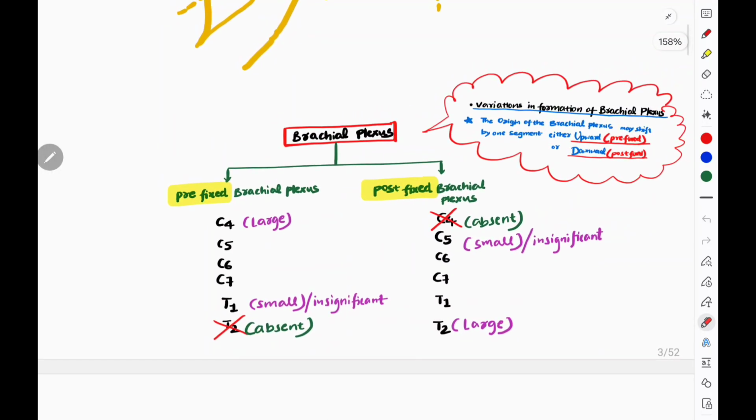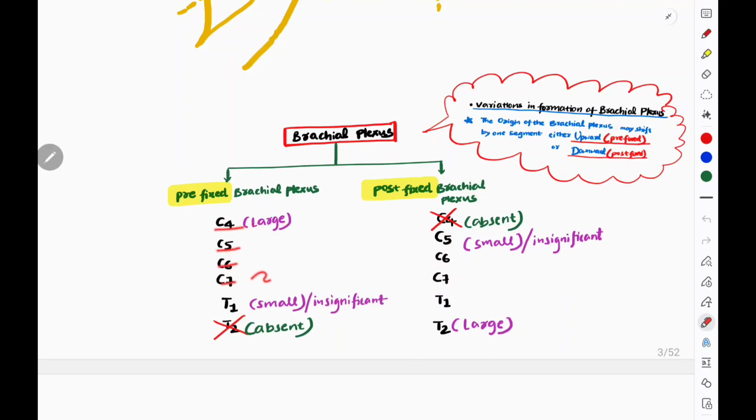The name itself tells: prefixed means the brachial plexus is formed one segment above. If it shifts one segment below, it is called post-fixed brachial plexus. In prefixed, we have contribution from C4 also. In the diagram you can clearly see that the C4 contribution is large in prefixed. Pre means it jumped above one step. Post means it moved one step below. Simple as that.